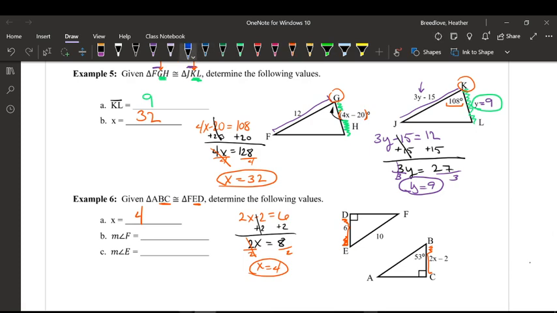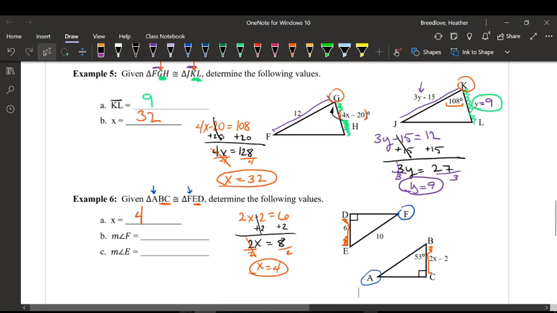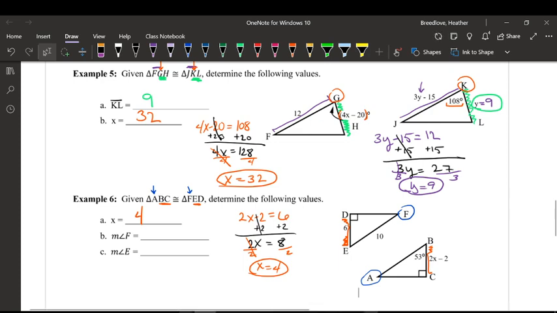Okay, so next, looking for the measure of angle F. All right, so first I'm going to look at the statement. F is the first letter of the second triangle, so it should match the first letter of the first triangle, A. So F and A go together. But neither F nor A have a value given to them. We just know that they are the same. So that means I, again, have to get creative in how I solve for this.